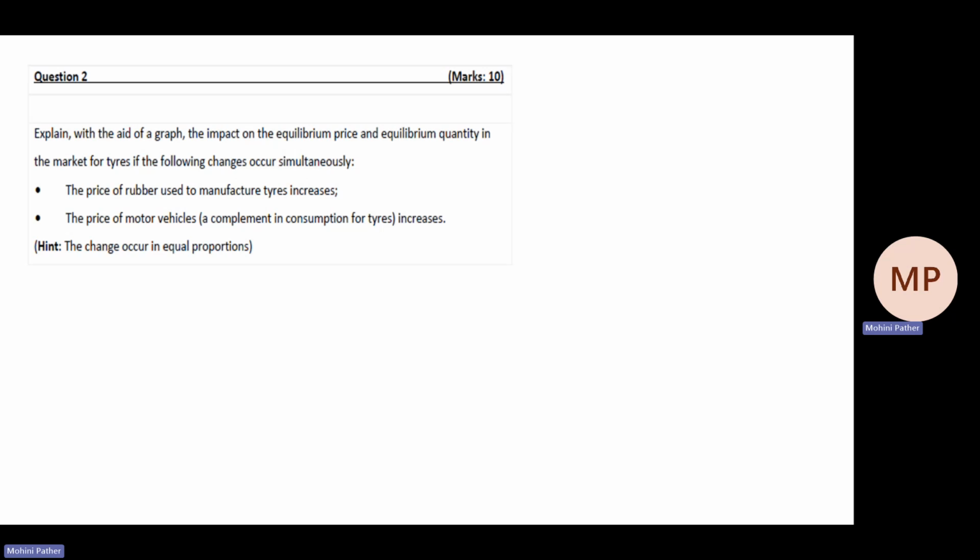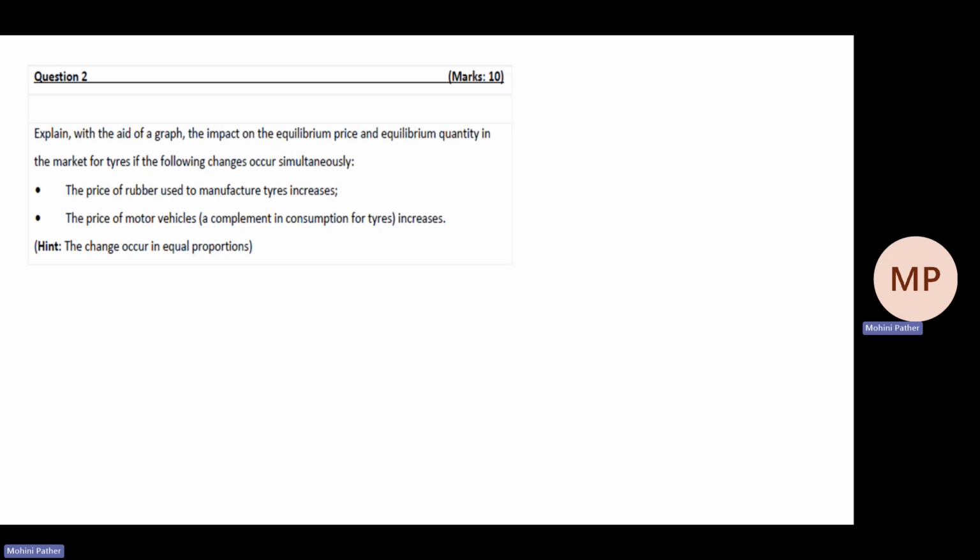Okay, so here's an example of a 10-mark question that could be asked to you in a test, or sorry, an assignment or an exam. So with the aid of graphs, show me the impact on the equilibrium price and equilibrium quantity in the market for tires if the following changes occur simultaneously. So here they've already told you you're drawing a simultaneous graph, and they've told you the two products that are going to be impacted. The price of rubber used in manufacture of tires is increased.